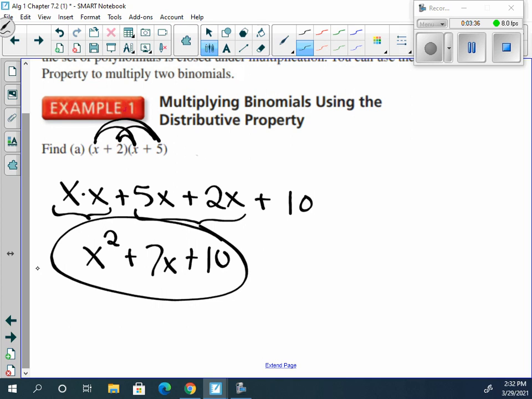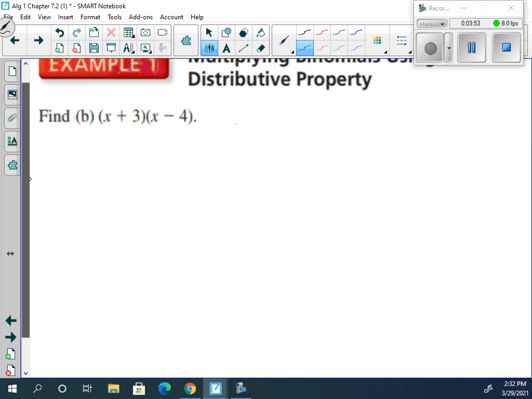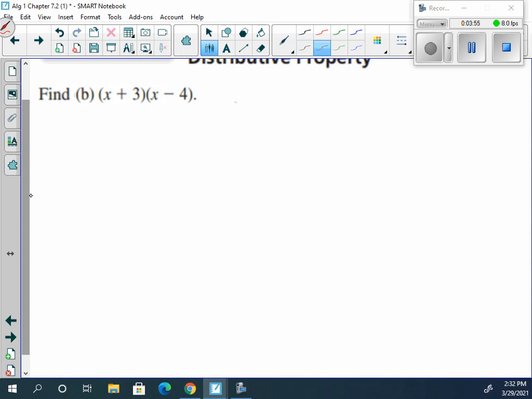And that's what we'll be doing with this distributive property, or what we can call FOIL, first, outer, inner, last, because we multiply the first, x and x, outer, x and 5, inner, 2 and x, last, 2 and 5. I'm going to just rewrite this a little bit bigger. You don't have to.